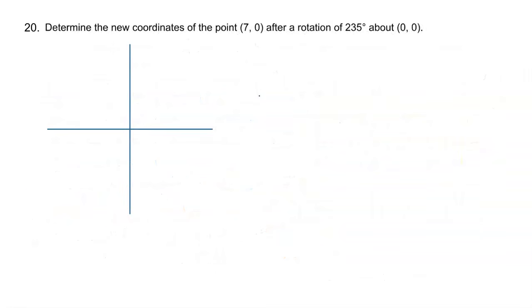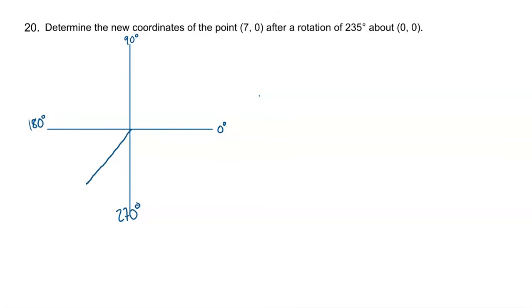This question says, determine the new coordinates of the point (7, 0) after a rotation of 235 degrees about (0, 0). The first thing to remember is that we always start any angles at the positive x-axis and we go in a counterclockwise direction around. So 235 is between 180 and 270, and we can draw it in that quadrant like shown.